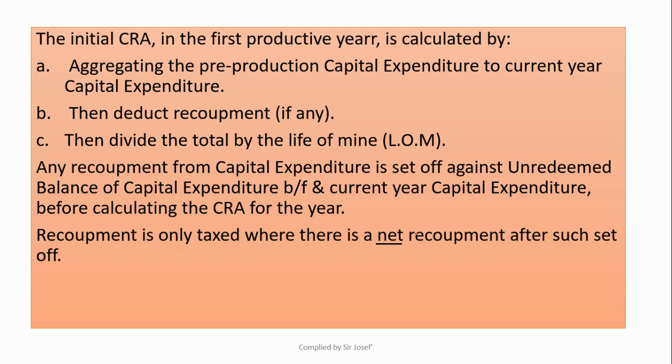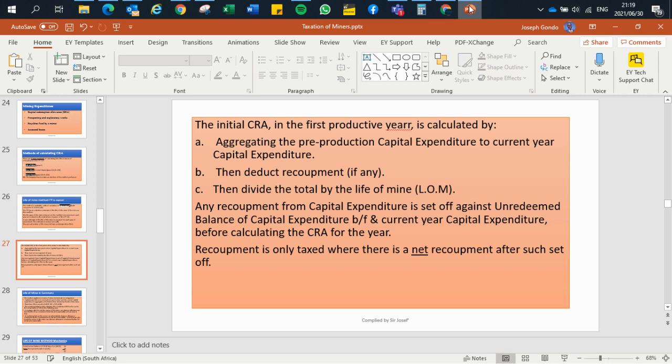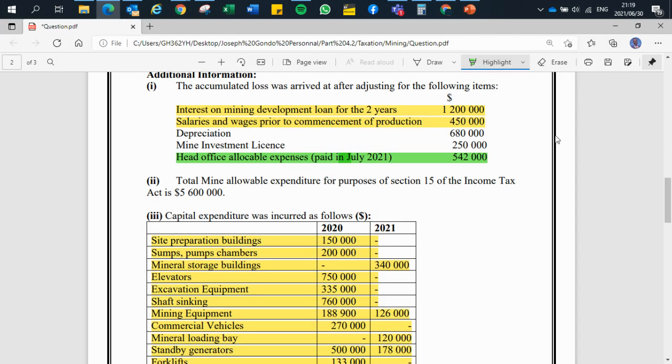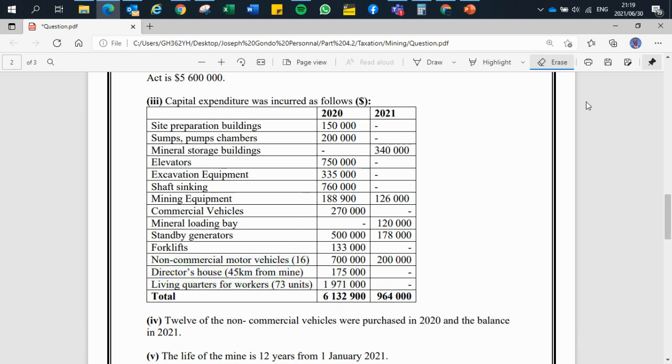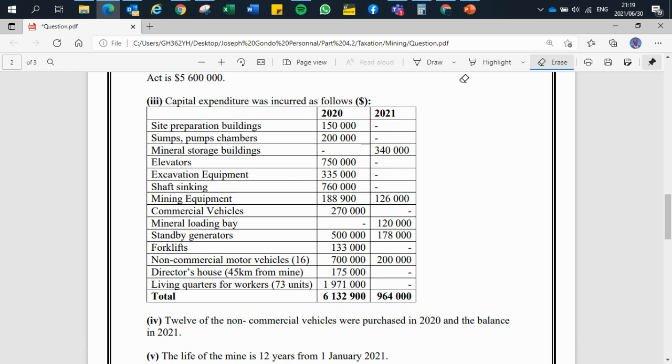Okay, so how do we calculate the CRA using this method, the life of mine? We say the initial CRA in the first productive year is calculated by... So what we say is, let me go back to the assignment a little bit. I want to show you something, okay? So as you can see from the assignment, we had 2020, and in 2020 we were actually incurring capital expenditure, these ones, but we didn't have any income from our mining operations.